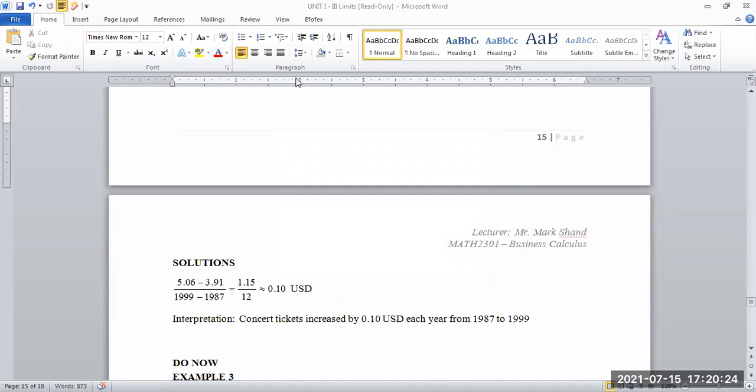So it is unfortunate that the exchange rate is where it is. But what's the point though? The point is we can calculate the average rate of change of this US dollar over a period of time.